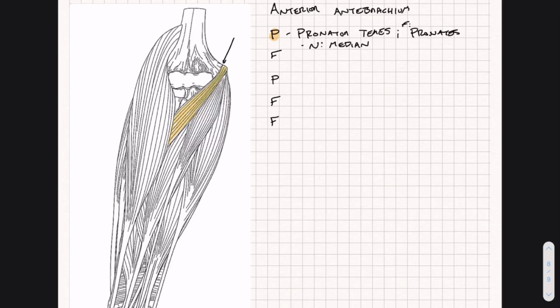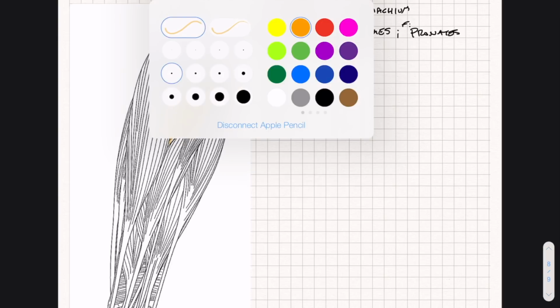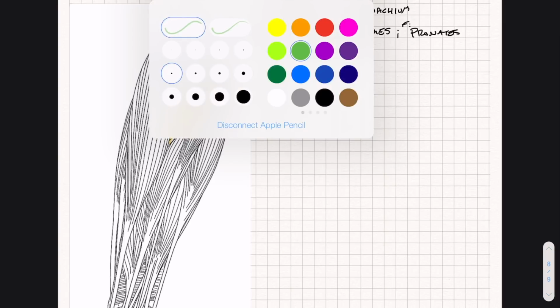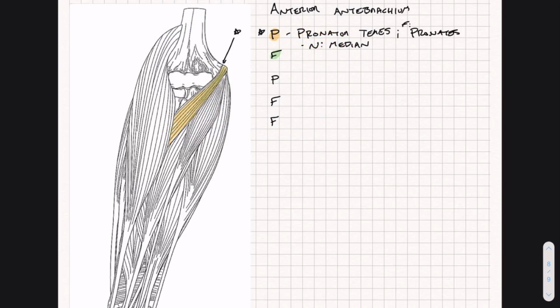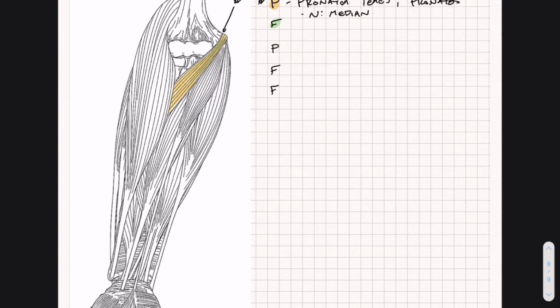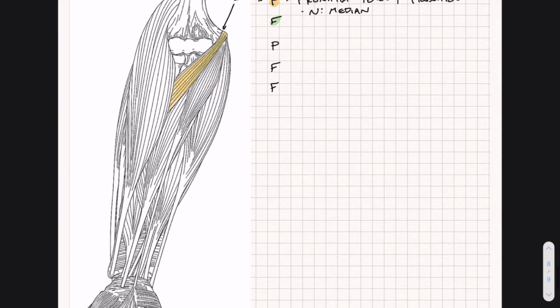Again, we don't need origin and insertion, but I'm going to put a star next to this because it does originate on that medial epicondyle. And that's a test question usually. What are the muscles that originate on that? Okay, the next one we have, it starts with an F. Anytime you see a muscle that starts with an F and it's anterior, that's pretty much going to be a flexor. So this muscle that we're going to talk about here is called the flexor, and it's right here. This is the flexor carpi radialis.